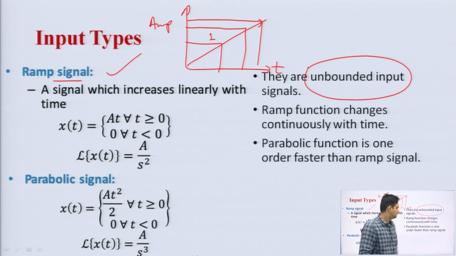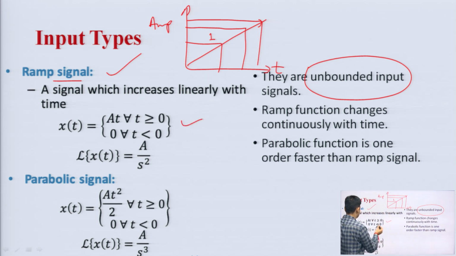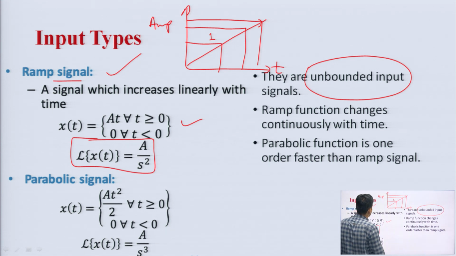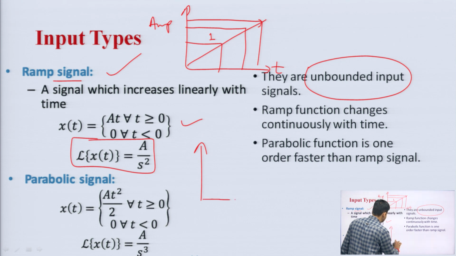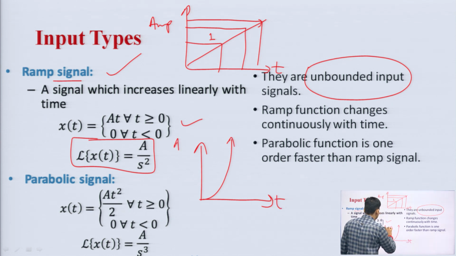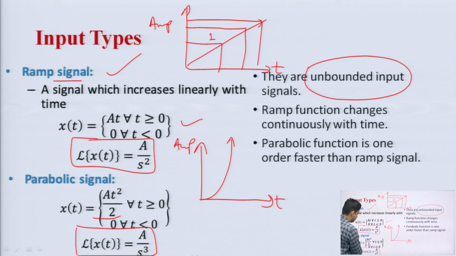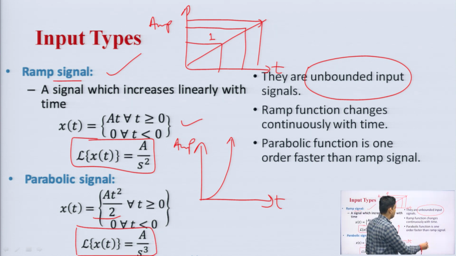This is my ramp signal. It is given by the definition x(t) = t, and if you take its Laplace transform, it will be 1 over s square. And if you would like to see a fast varying input, because the ramp is a slow increasing input, then we need to go for the parabolic type of signal, whose expression is given by t square by 2, and in the Laplace domain it is 1 over s cube. So, the parabolic function is faster than the ramp signal. Here we can check the durability of the system.